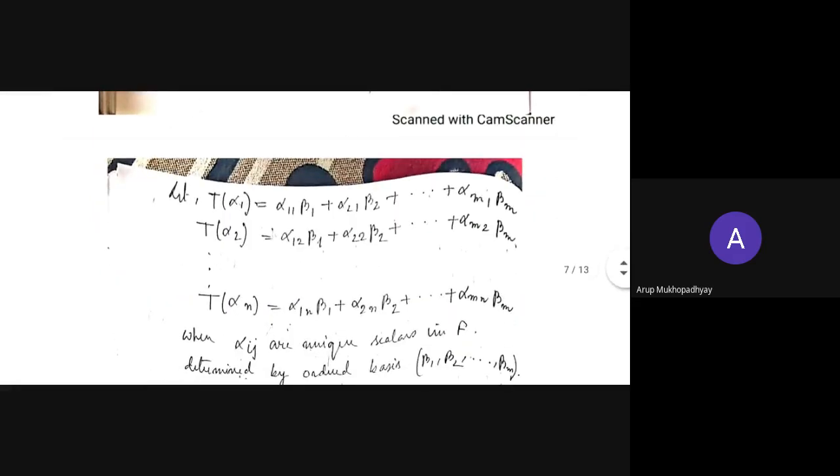Now I have represented this as the following, that is T of alpha 1 equal to a11 beta 1 plus a21 beta 2 plus dot am1 beta m. Following this rule, we have got that T of alpha n equal to a1n beta 1 plus a2n beta 2 plus dot amn beta m, where aij are unique scalars in F determined by the ordered basis beta 1, beta 2, dot beta m.